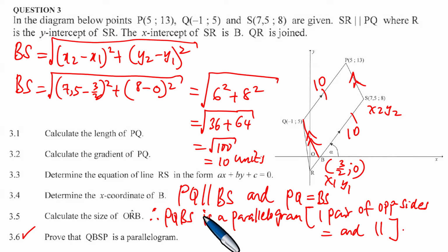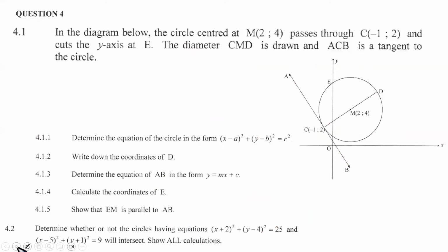Next question. In the diagram below, the circle centered at M passes through C with coordinates (-1, 2) and cuts the y-axis at E. The diameter CMD is drawn, and ACB is a tangent to the circle. Determine the equation of the circle in that form. How do we find the equation of the circle in the required form?